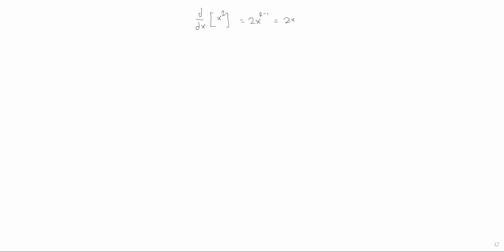But what happens if we wanted to go backwards? What if we didn't have x squared to work with and we wanted to figure out the antiderivative of 2x? We're going backwards. We're not taking the derivative. We are taking the antiderivative.